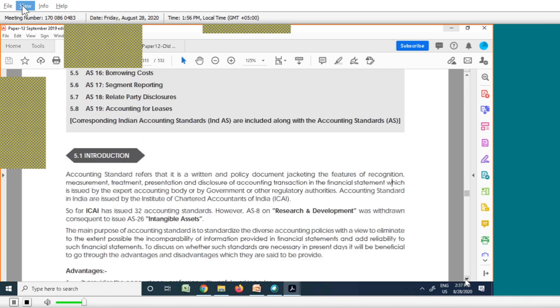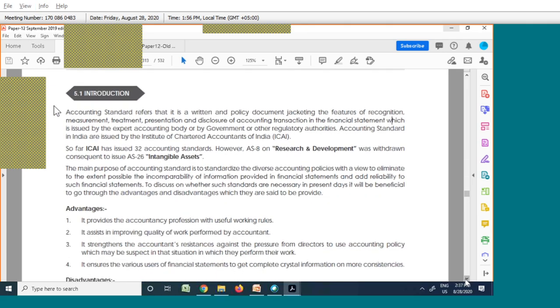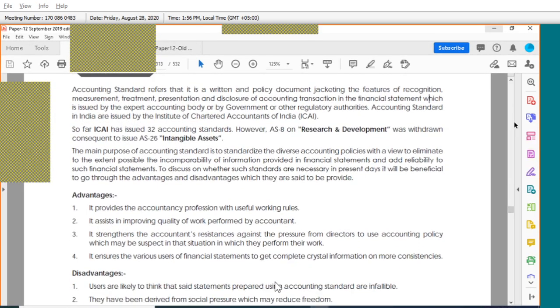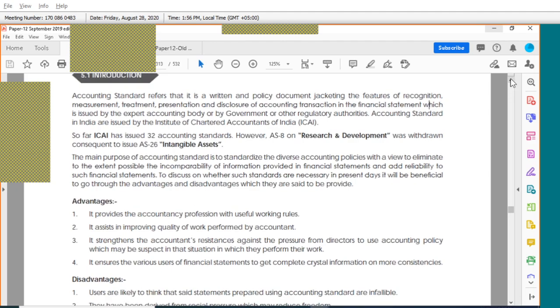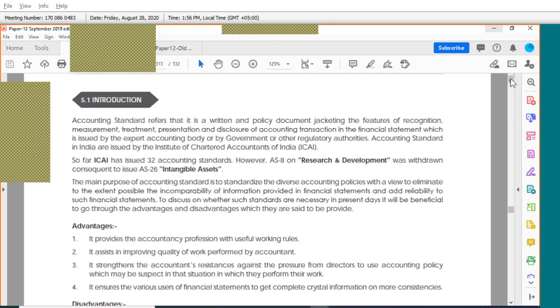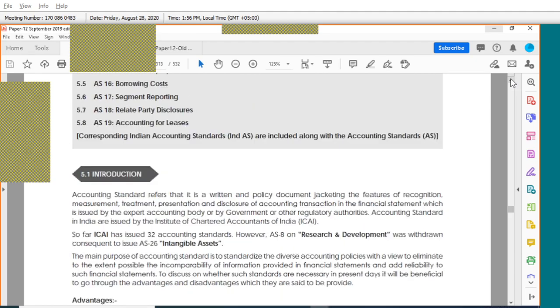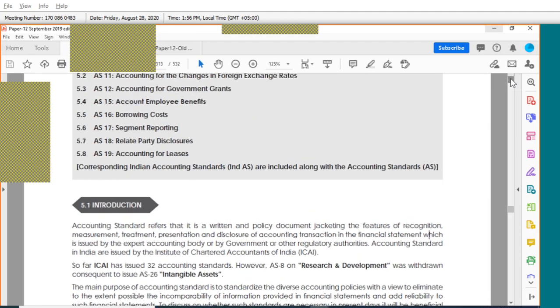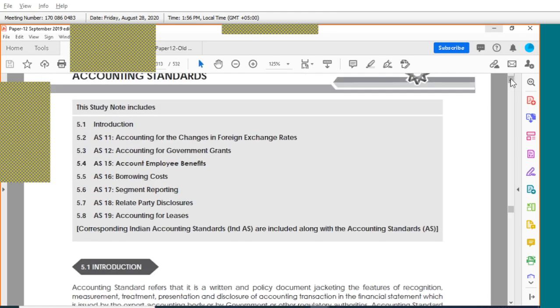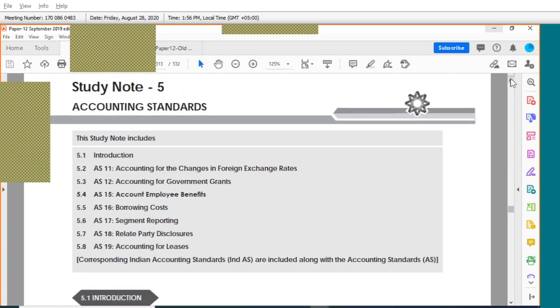All of you, please take your material. Page number may differ. I'm using the August 2019 edition. Okay. Accounting Standards 5.